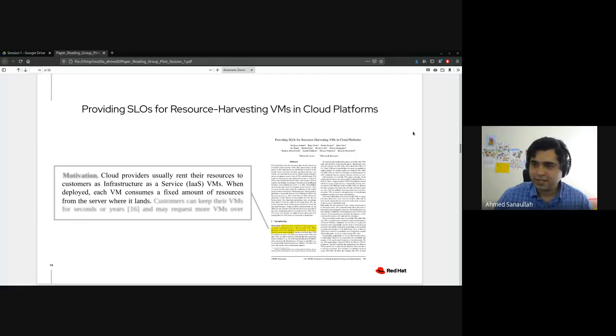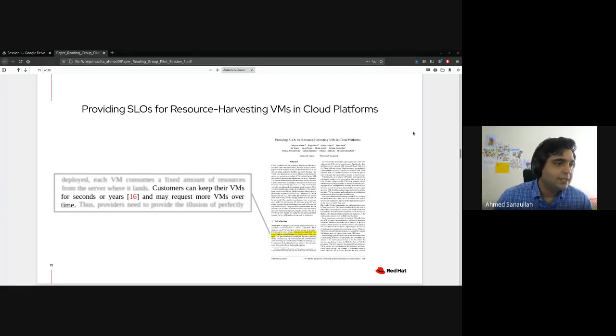And here they talk about how cloud providers rent resources to customers, and that when a virtual machine is deployed, it's going to consume a certain amount of resources. It makes perfect sense. That's what clouds are for. And of course, when you deploy a virtual machine, it's going to take a chunk of the physical server that it's running on. I think most people will agree with that statement. Then, customers can keep their virtual machines for seconds or years. Now, this I did not know.